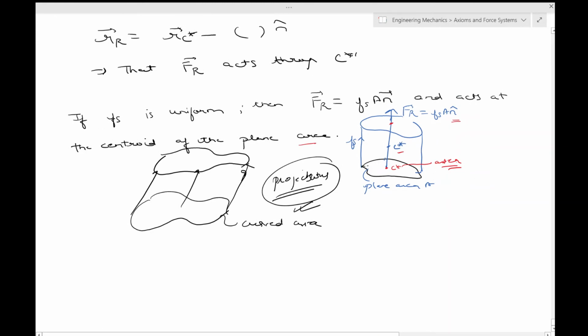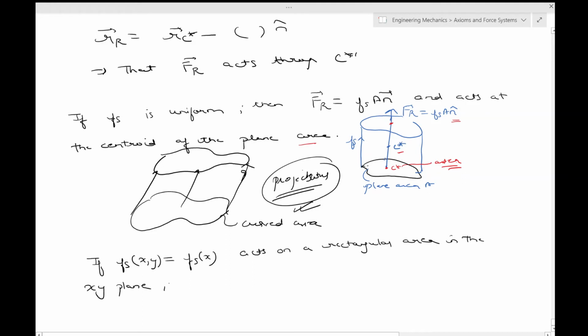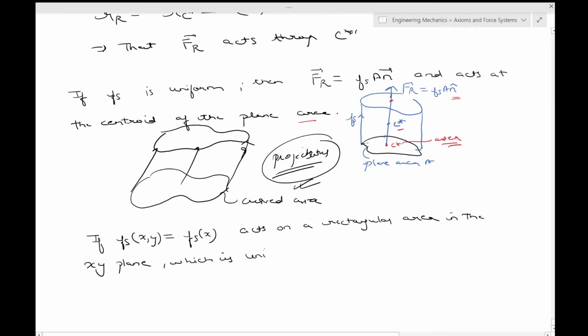Now, so these are some special cases. Just like we took a uniform loading, now let's take a non-uniform loading for this area. So if fs(x, y) is equal to fs(x), okay, only varying with x, just so that we can visualize better, acts on a rectangular area in the xy plane which is uniform along the width.